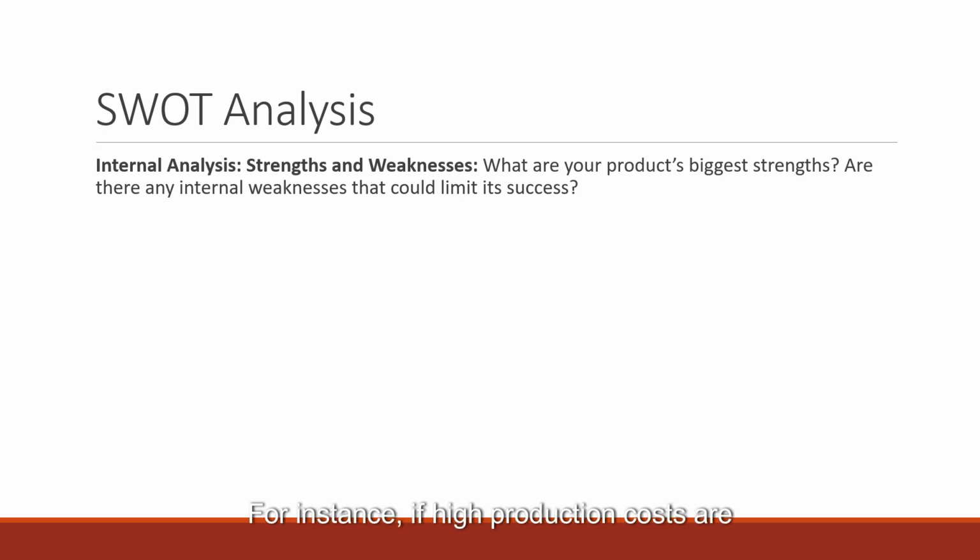For instance, if high production costs are a concern, we might look for ways to streamline our manufacturing process or source materials more cost-effectively. By identifying and mitigating weaknesses, we can prevent them from becoming barriers to success.